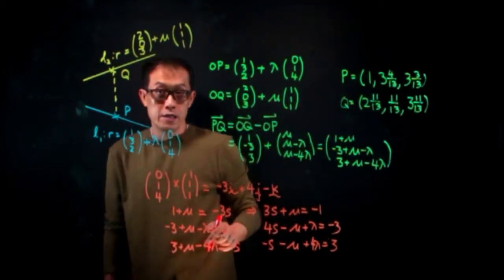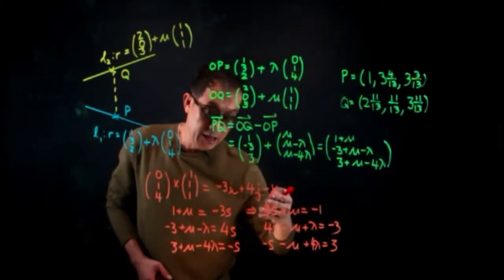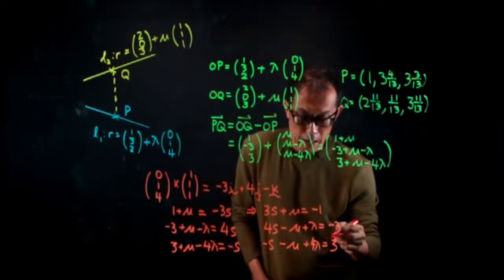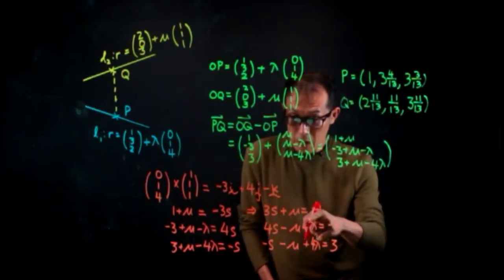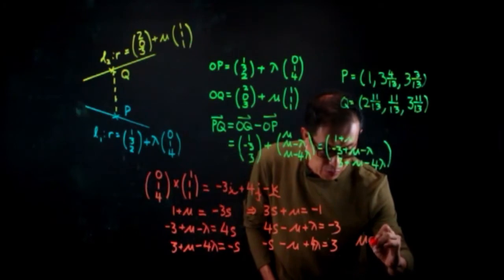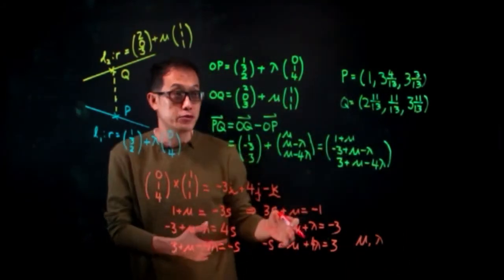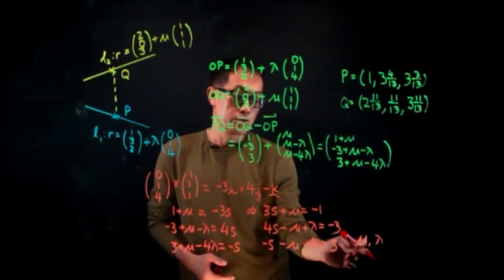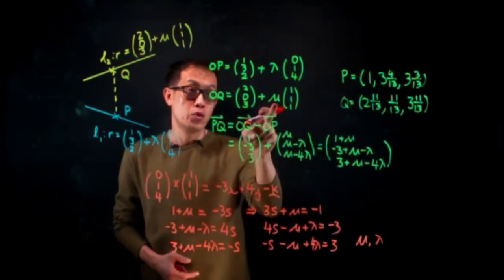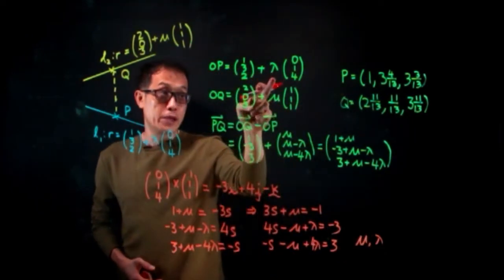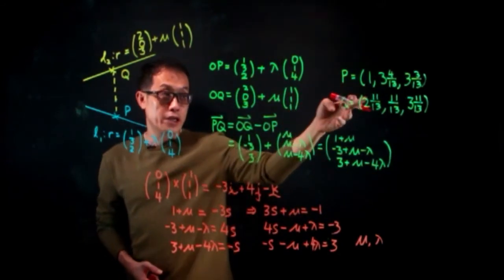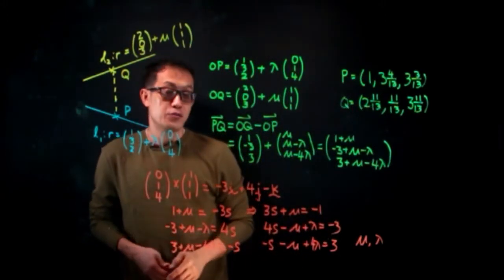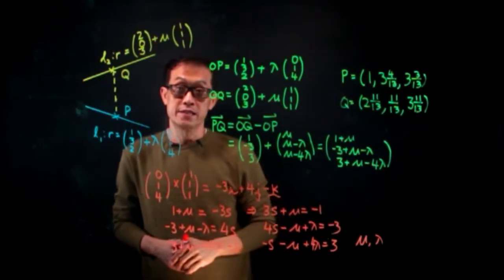All right. Now you can key this into your GDC under the system of equations and solve for your mu and lambda. Once you solve for mu and lambda, you can substitute these two values. The mu you substitute into OQ and lambda you substitute into OP, and you will get the coordinates of P and Q. All right, and you will get the same answer. We shall move on to part 2 of the question.